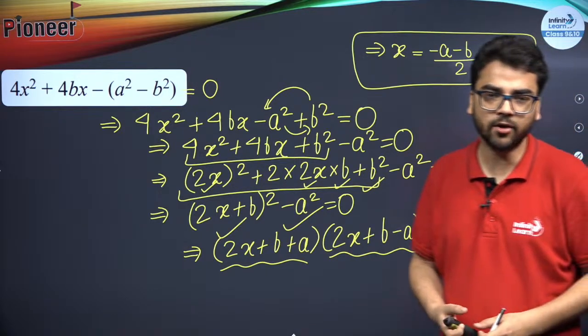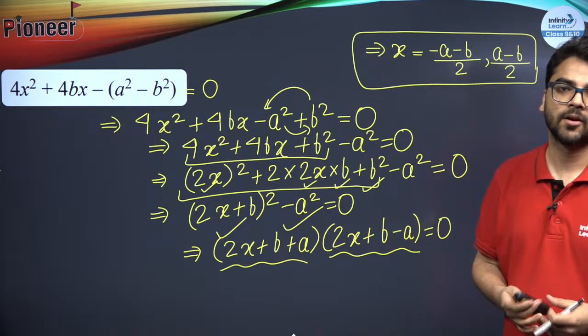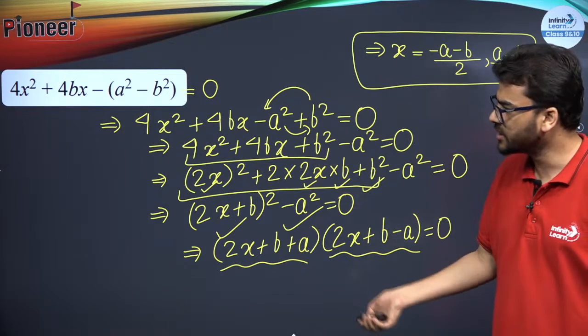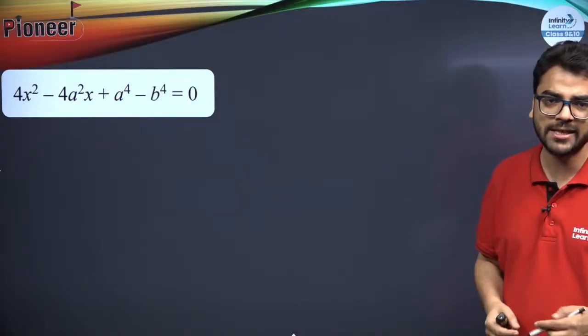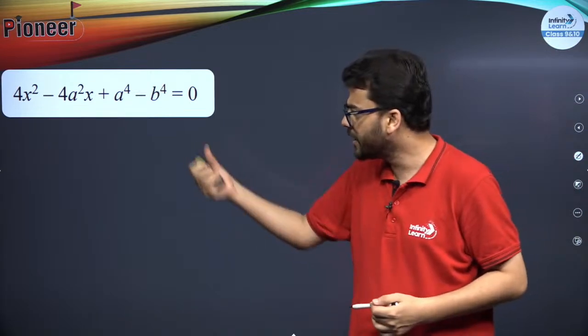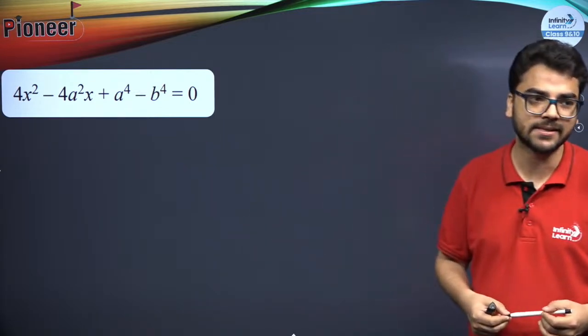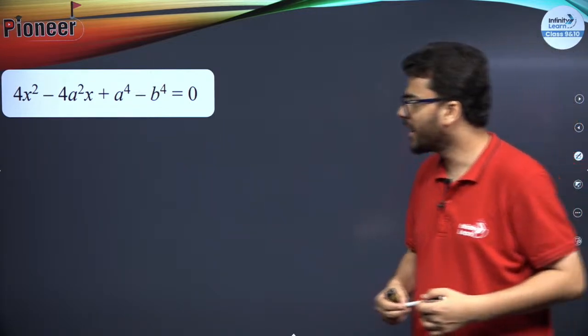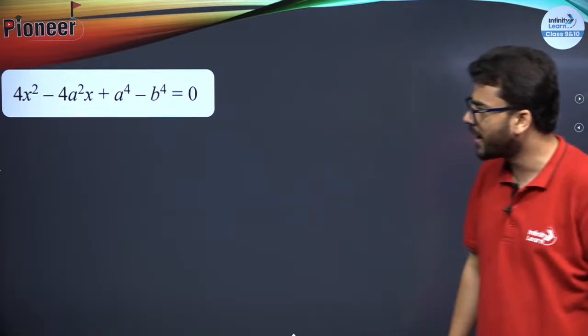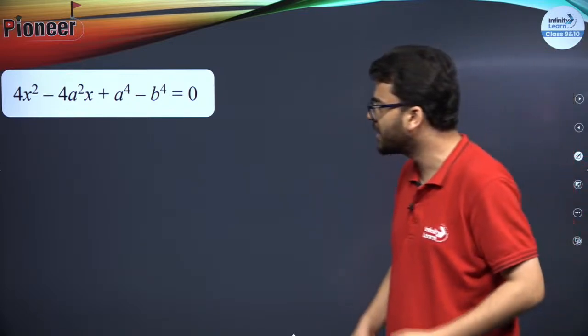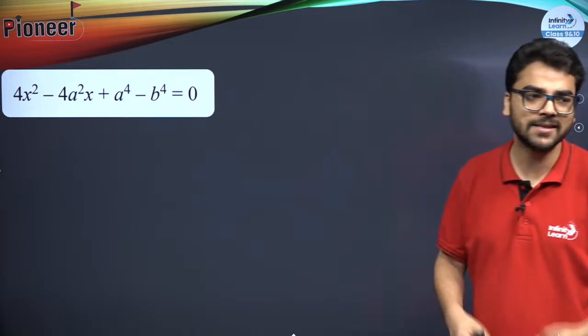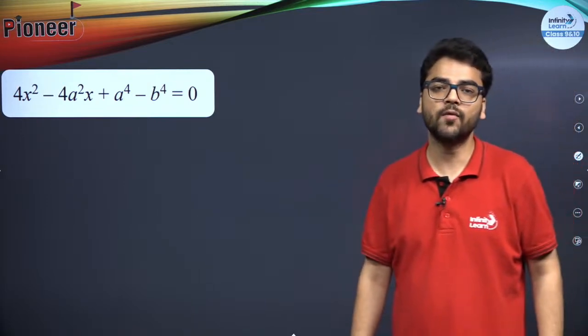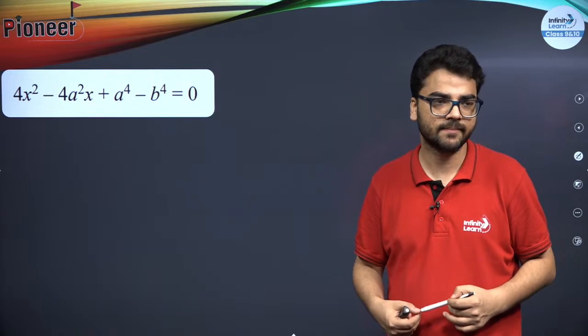Okay, we'll try to do that, Kaushik. Okay, very good. So let's move on to the next question. Can you try doing this quadratic equation? The variable in this quadratic equation is x. So it is 4x square minus 4a square x plus a raised to the power 4 minus b raised to the power 4, and that is equal to 0. Try doing this one and let me know the answer, guys.